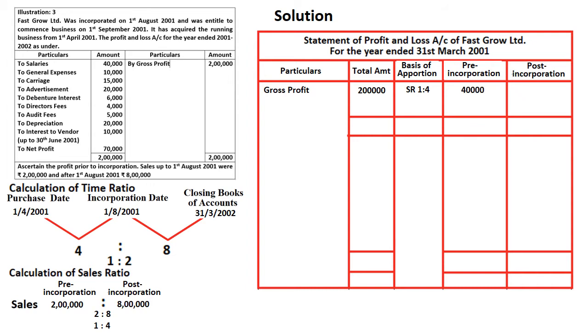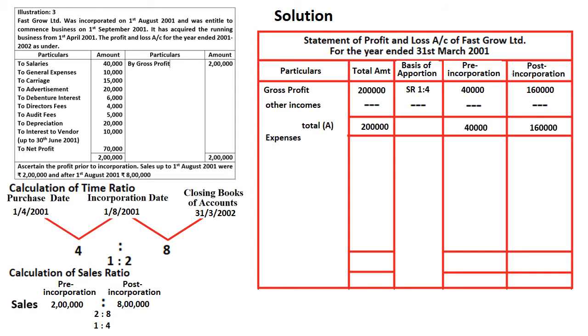When we divide in 1 is to 4, the answer would be 40,000 and 1 lakh 60,000, right? Then after gross profit, do we have any other income? We don't have other income, so put it blank. Then total income will remain the same, that is 2 lakhs total, and pre-incorporation 40,000 and post-incorporation is 1 lakh 60,000.